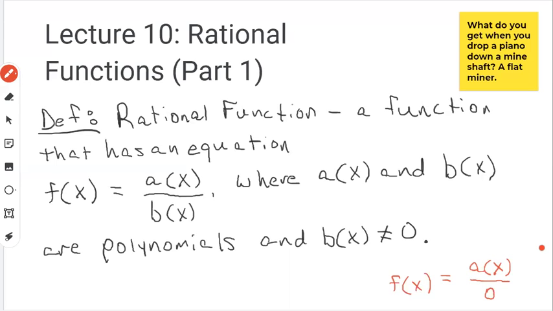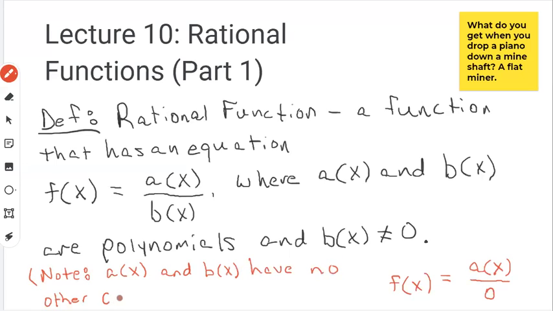And let me put a note down, because this next note is going to be pretty important. So I'm going to just do a little parentheses and a note. Okay, note this. a of x and b of x, right, the numerator and the denominator, have no other common factors but positive 1.